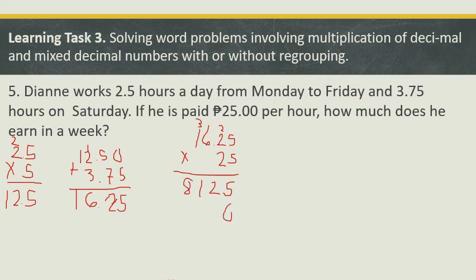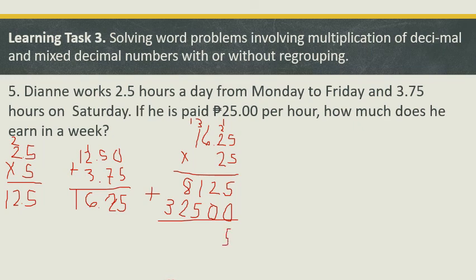Then, yung baba naman tayo. So, 2 times 5 is 10. Carry 1. 2 times 2 is 4. Plus 1 is 5. 2 times 6 is 12. Carry 1. 2 times 1 is 2. Plus 1 is 3. So, add natin siya.